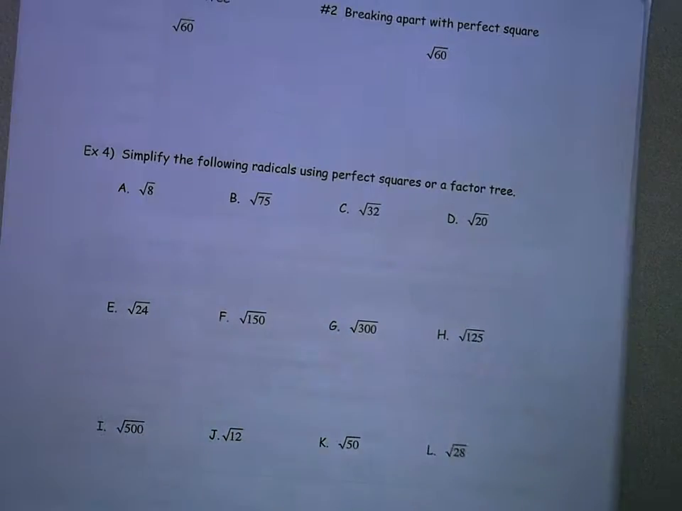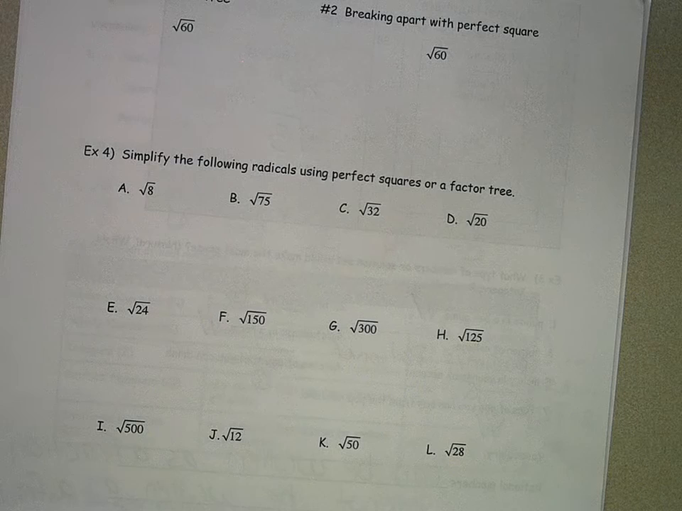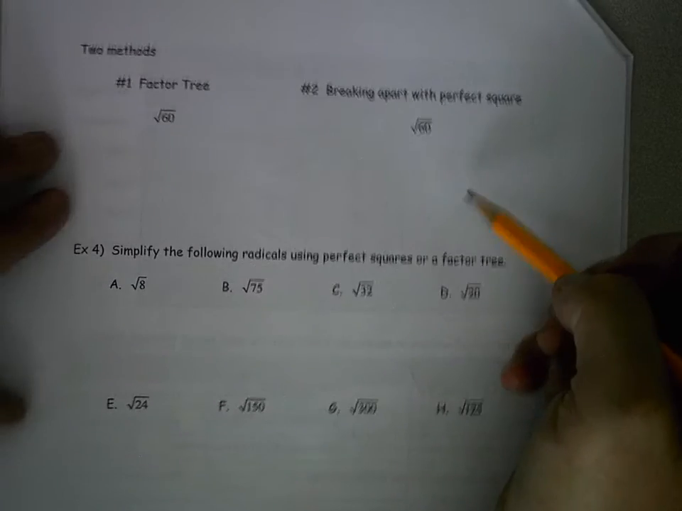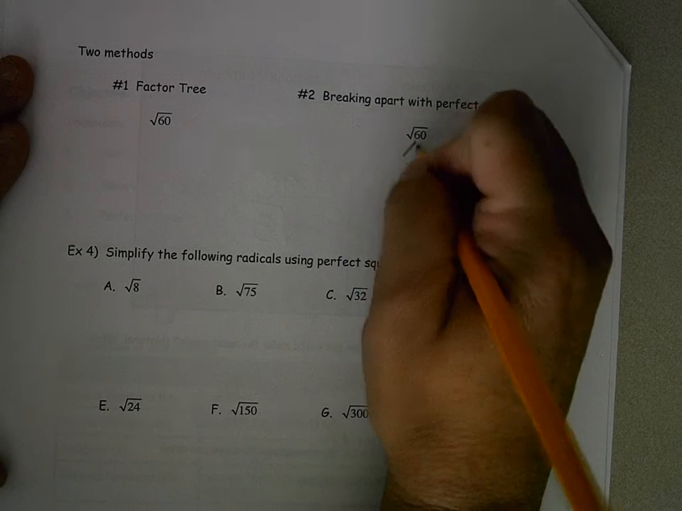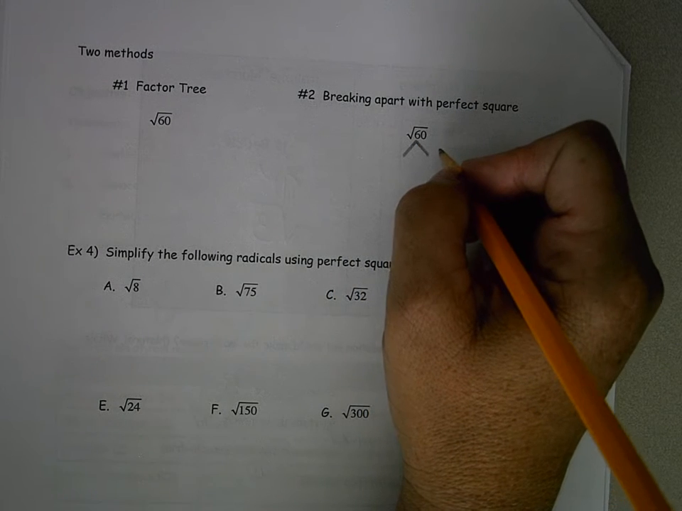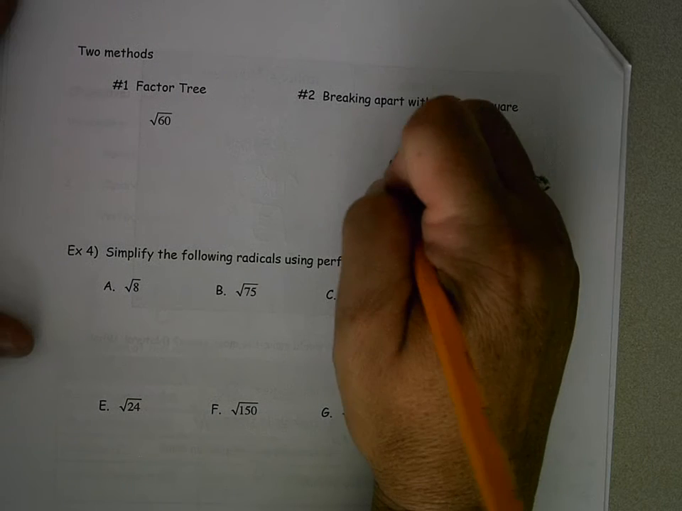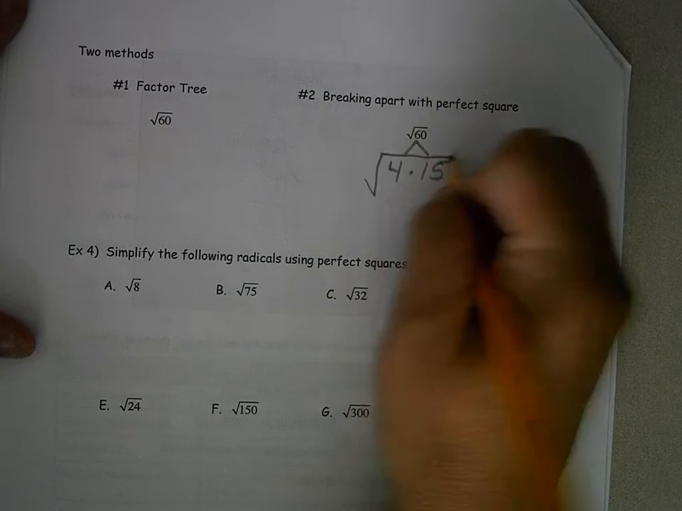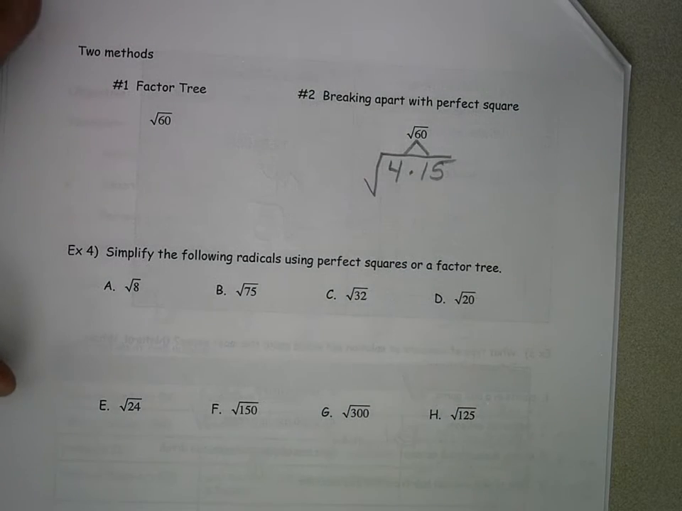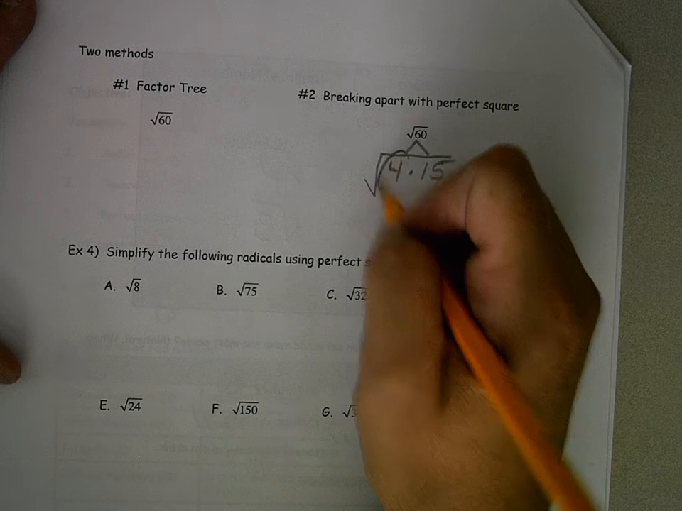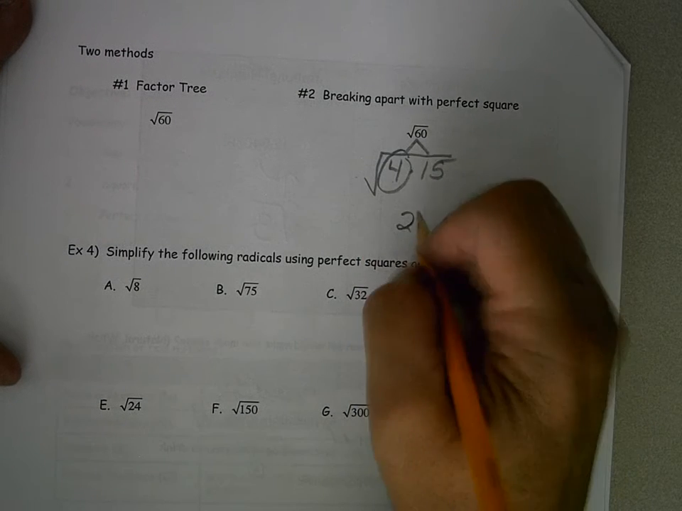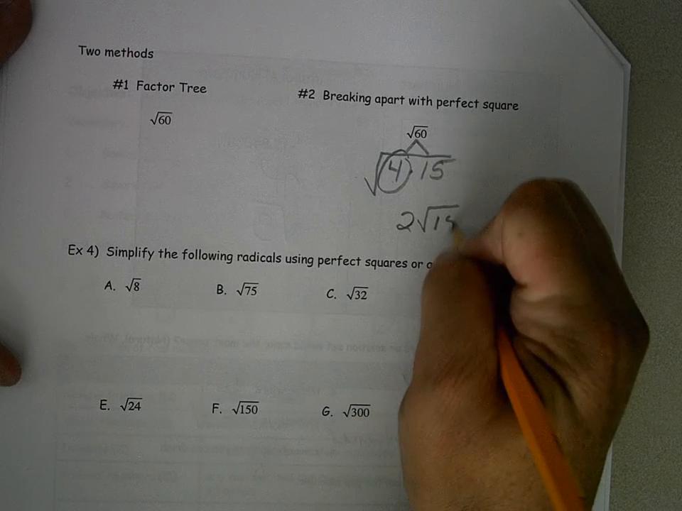And at the top of our next page, we have two different ways to simplify a square root. The second way I'm going to do first is breaking apart with perfect squares. Basically, you need to find a perfect square that can divide into 60, which is 4 times 15. And those are both underneath the square root sign. So square root of 4 is 2, and now that's outside of the square root sign. And the 15 stays underneath.